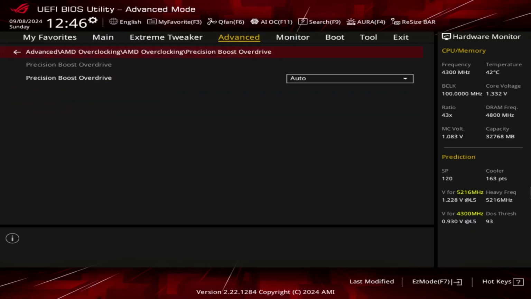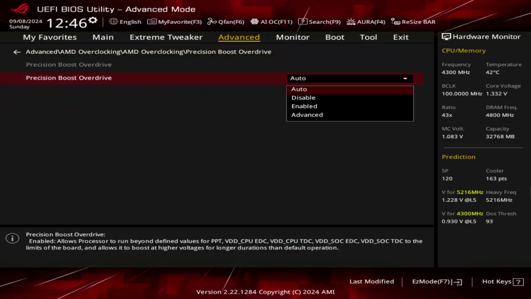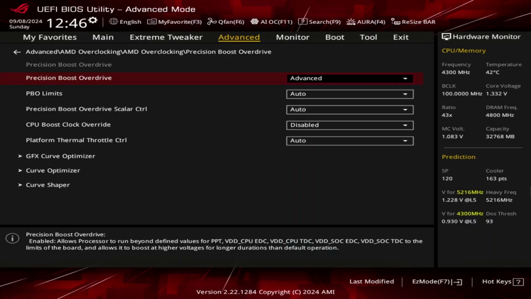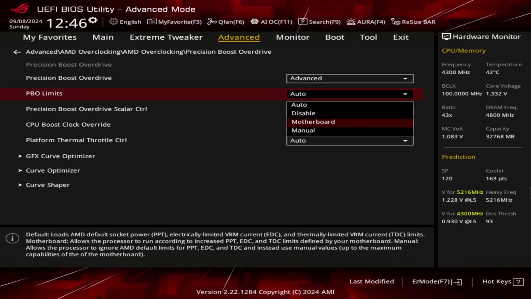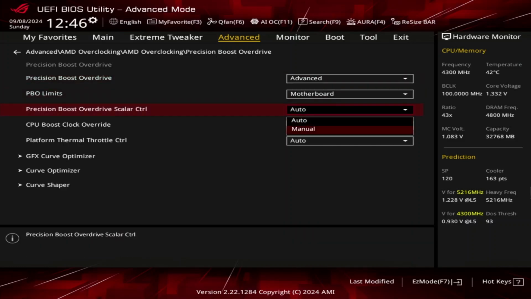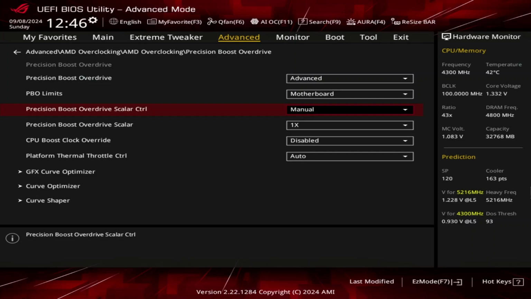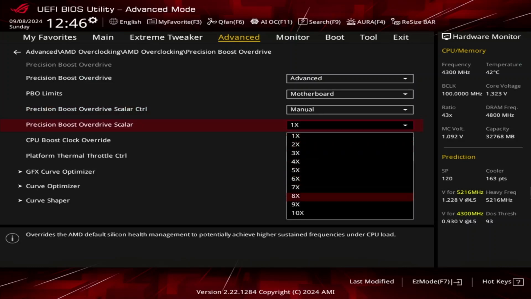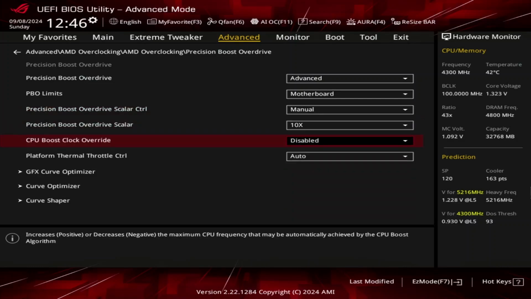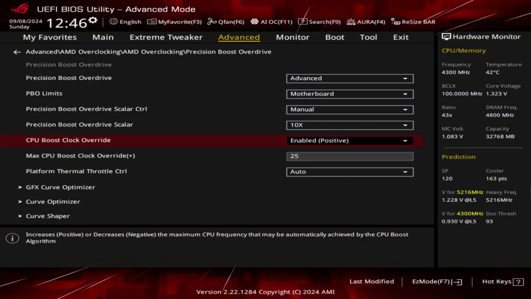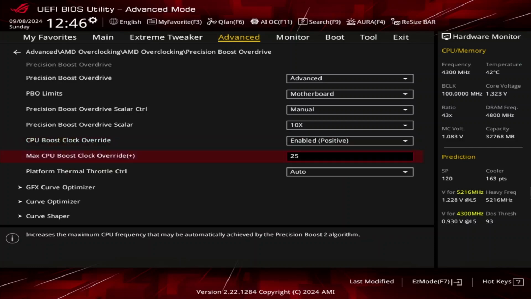Enter the Precision Boost Overdrive submenu. Set Precision Boost Overdrive to Advanced. Set PBO limits to motherboard. Set Precision Boost Overdrive Scalar control to manual. Set Precision Boost Overdrive Scalar to 10x. Set CPU Boost Clock Override to enabled positive. Set Max CPU Boost Clock Override to 200.